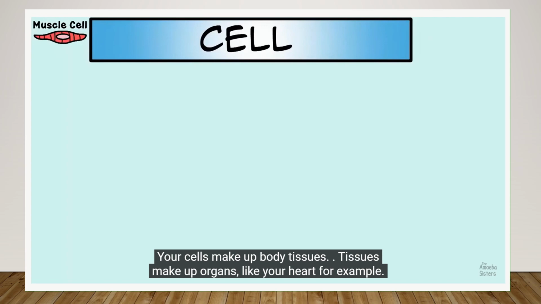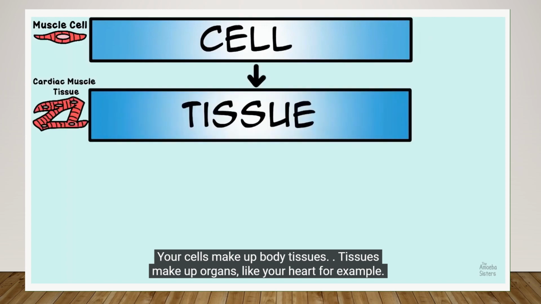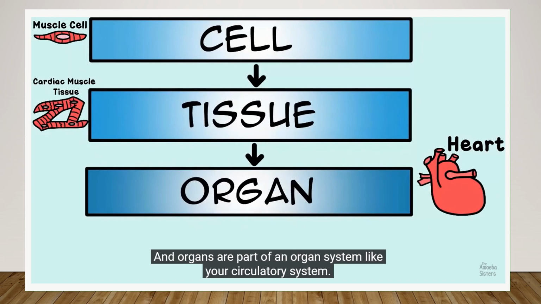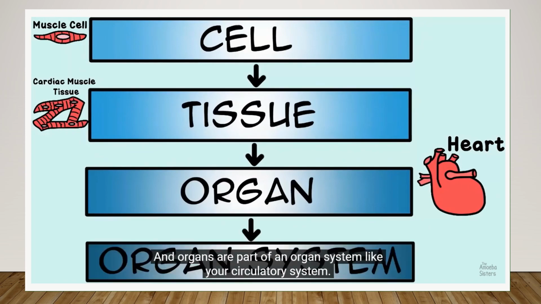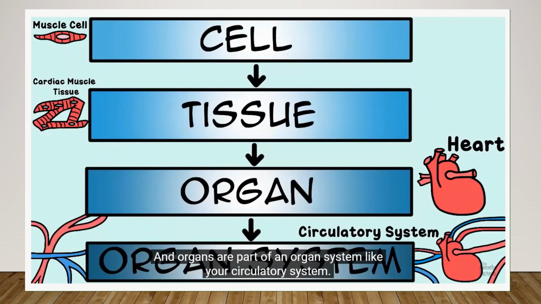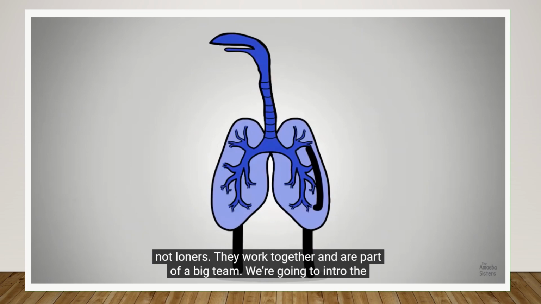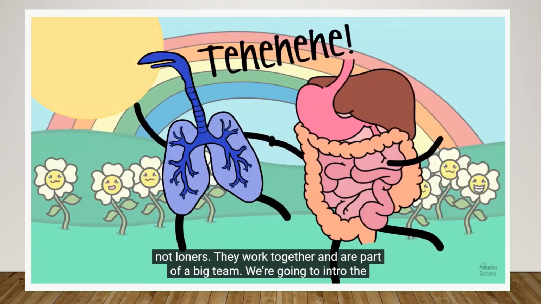Your cells make up body tissues. Tissues make up organs, like your heart, for example. And organs are part of an organ system, like your circulatory system. Organ systems are so important for you to understand in order to know how your body works. And one thing to keep in mind is that organ systems don't work in isolation. They are not loners. No, they work together and they're part of a big team.